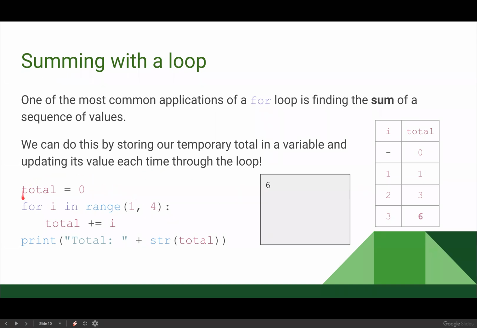Right. Yeah, it's just important that we make a variable to calculate our total, calculate the sum, and we need to declare that variable outside of our loop. Otherwise, we won't be able to access it again after the loop.